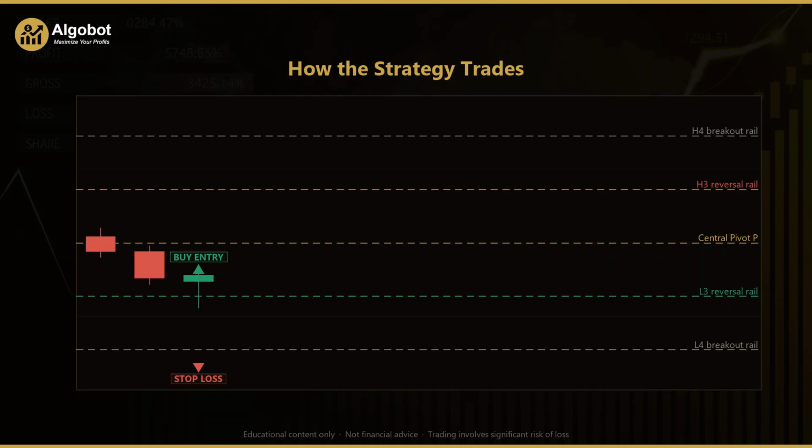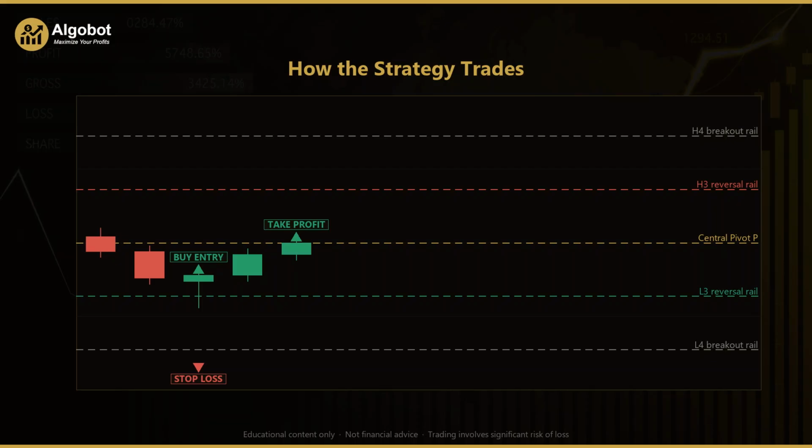On the far left, price is drifting down from the central pivot. The first couple of candles slide lower, edging toward the L3 reversal rail in the lower half of the ladder. Notice there's no rush here. The strategy is simply waiting for price to come to a level, not chasing it. Then comes the setup candle.